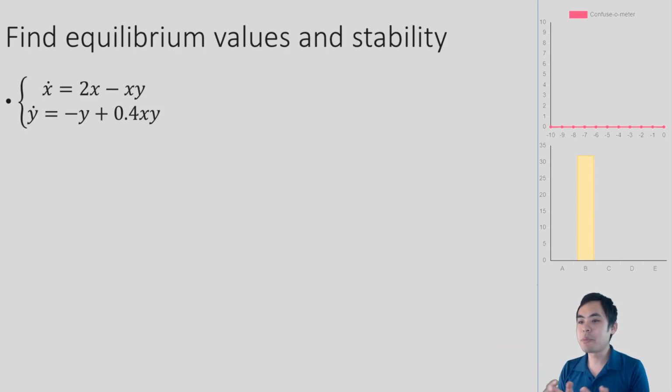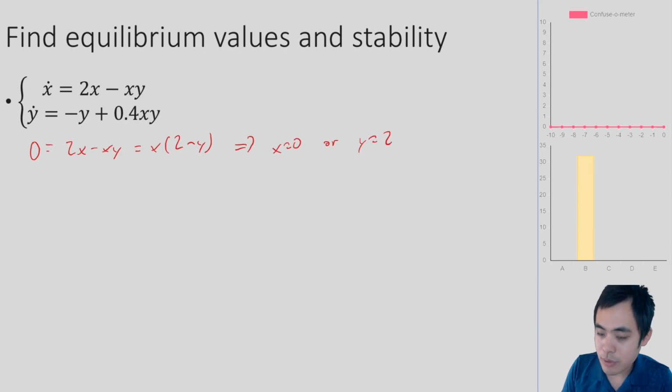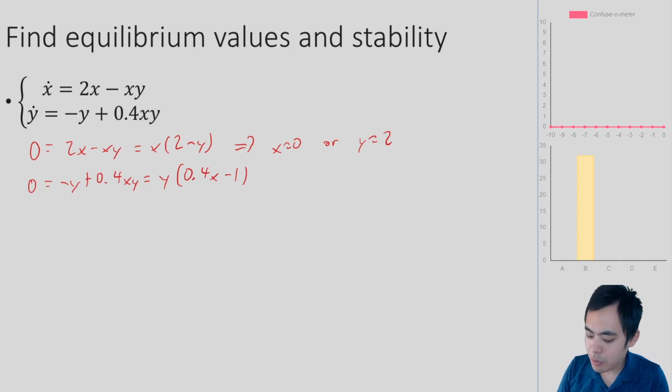Okay, so we have a system of equations. Now we're back in math land, and we can try to interpret what happens to these wolves and deer. And for this particular model, a really interesting thing actually happens, which we'll see in a moment. But the first thing we need to do is find the equilibrium points, right? So in order to find the equilibrium, 0 = 2x - xy = x(2 - y), which implies that x = 0 or y = 2. We have our other equation, which is 0 = -y + 0.4xy = y(0.4x - 1). So you have a couple different cases.